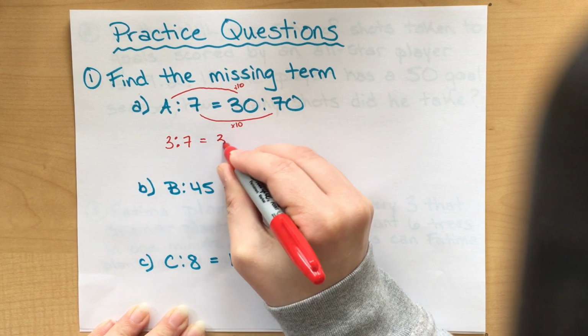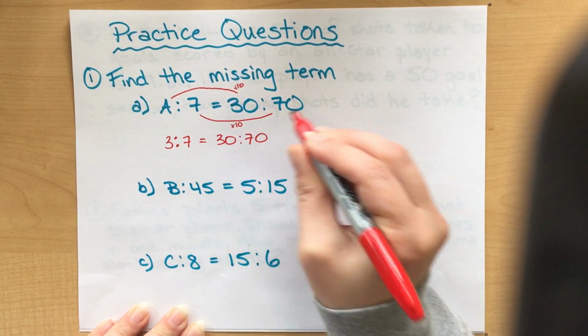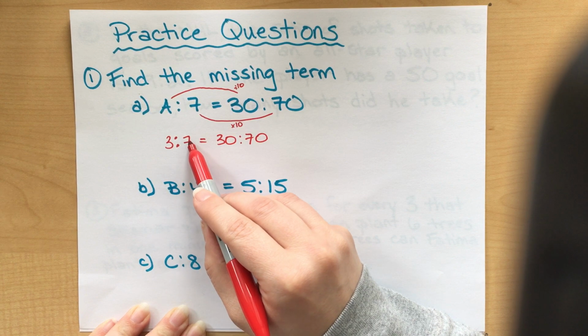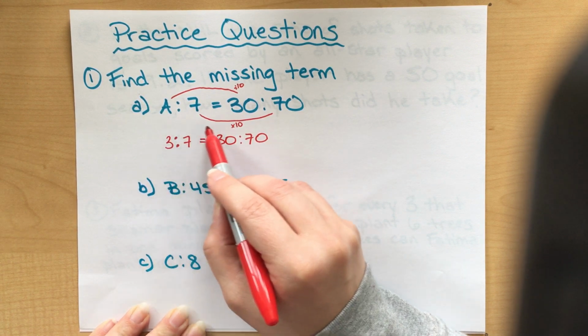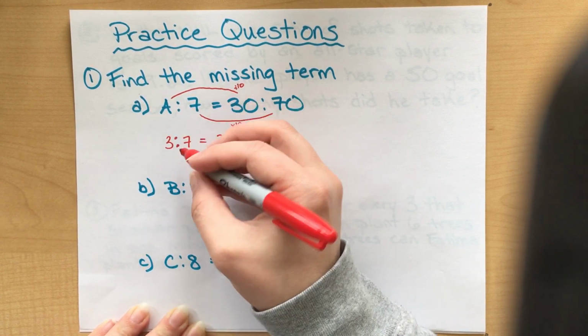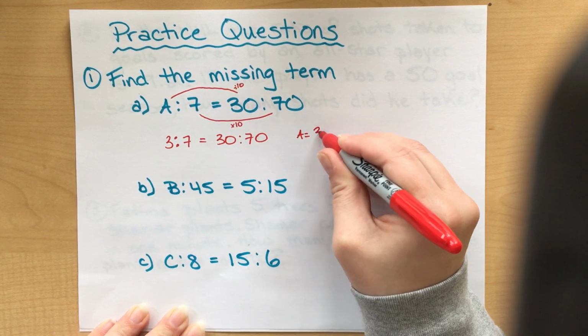Okay, and then that's equal to that 30/70. So just to double check, 7 times 10 would have been 70, 3 times 10 would have been 30. Okay, so A was equal to 3.